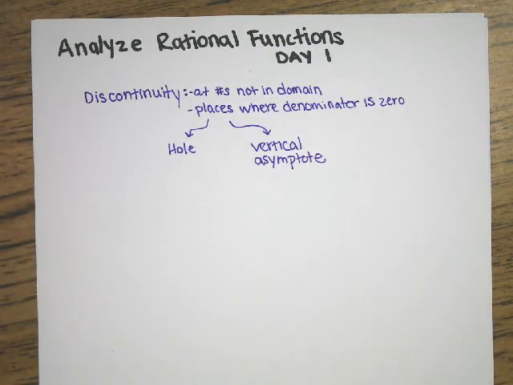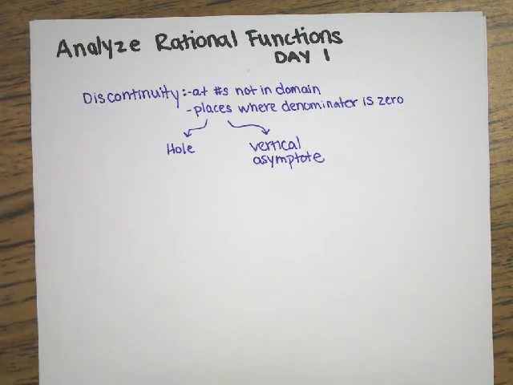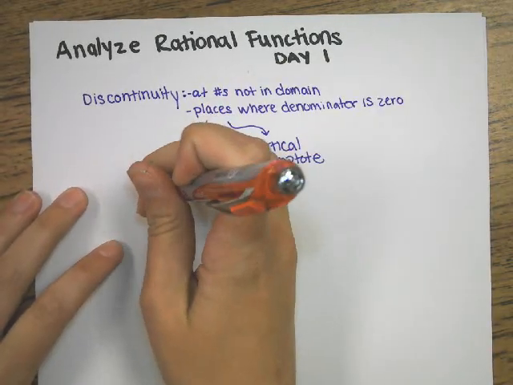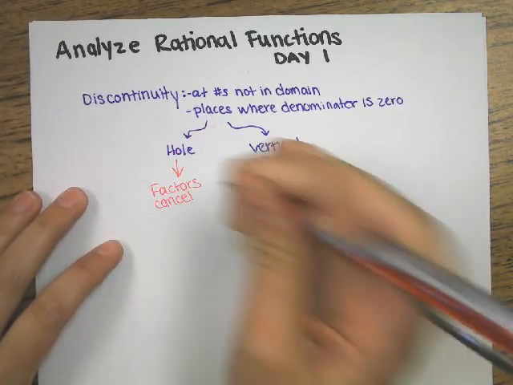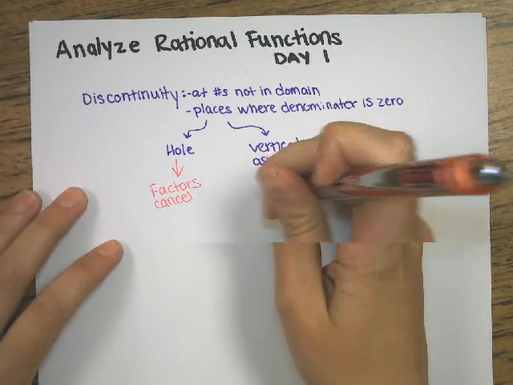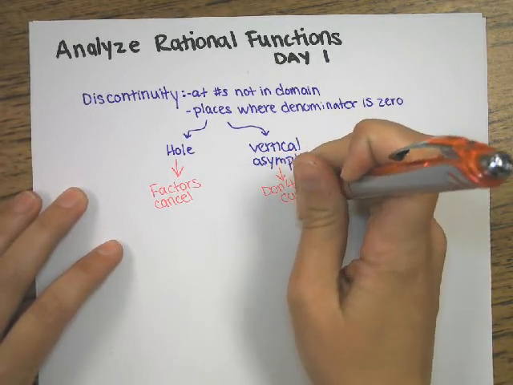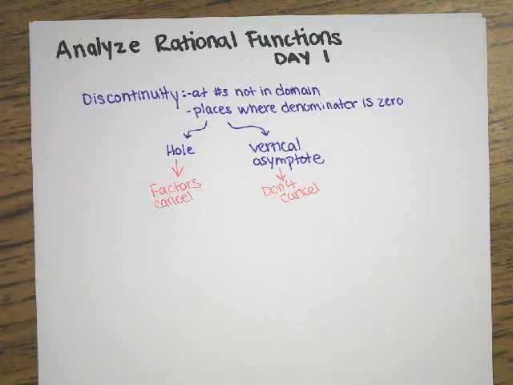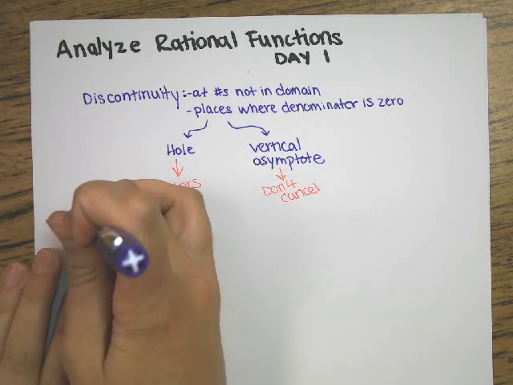A hole, or removable discontinuity, happens whenever your factors cancel. So it's going to be a hole if the factors cancel, and it's going to be a vertical asymptote if they don't cancel. This will make more sense whenever we do an example problem. The next thing we're going to look at is how to find a horizontal asymptote.